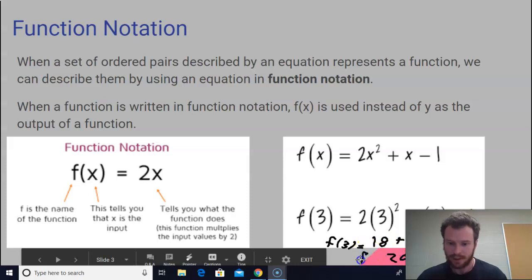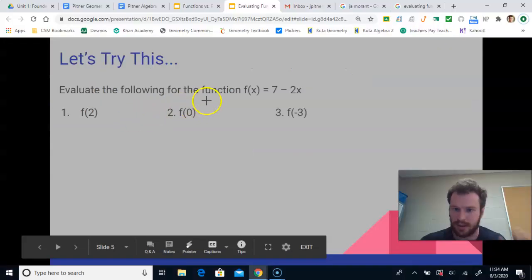So f of 3 equals 20. Function notation helps us to evaluate the function. F of 3, when we substitute 3 into that equation, it equals 20. So the y value, the output, is 20 when the input, the x value, is 3. So let's try these together.